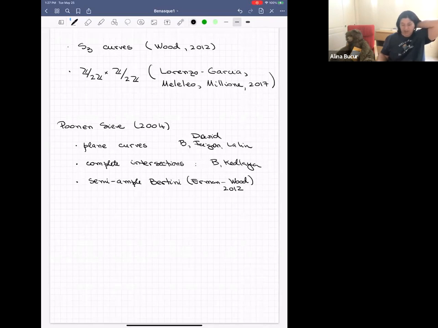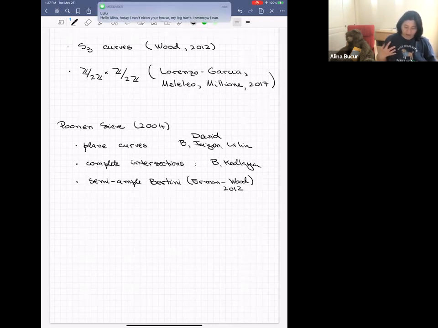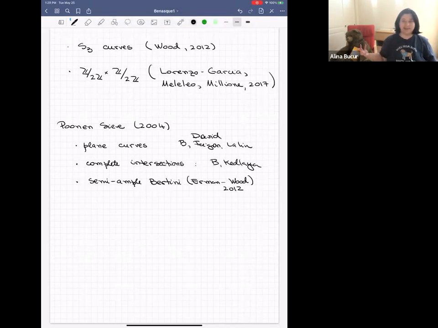And then a generalization of that was done by Ehrman and Wood in 2012, where they did semi-ample Bertini, that basically has a different story, in the sense that they look at a situation where the fibers are independent. Two fibers are independent phenomena, but you can have some dependence inside the fiber. So that pushed it further. So I wanted to mention all of this because this is a story where you have methods from all over the place coming into play.